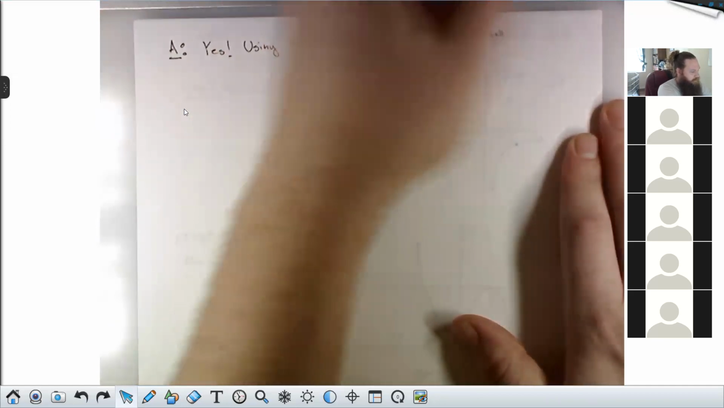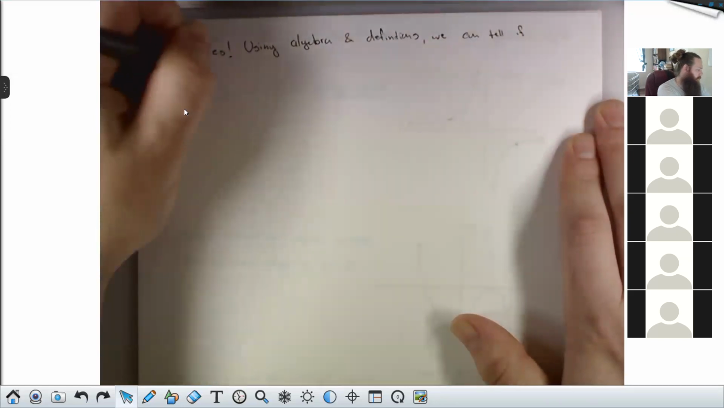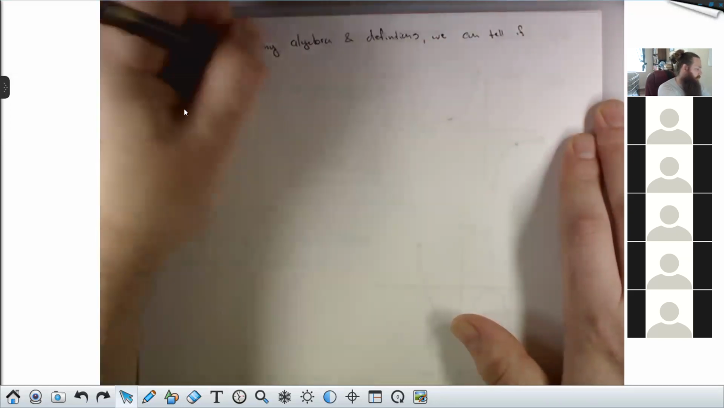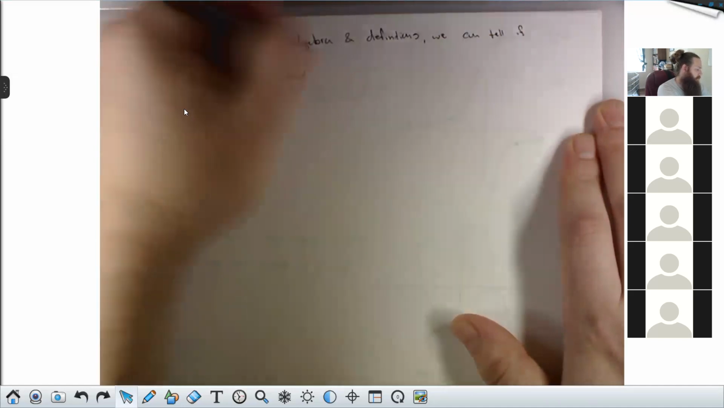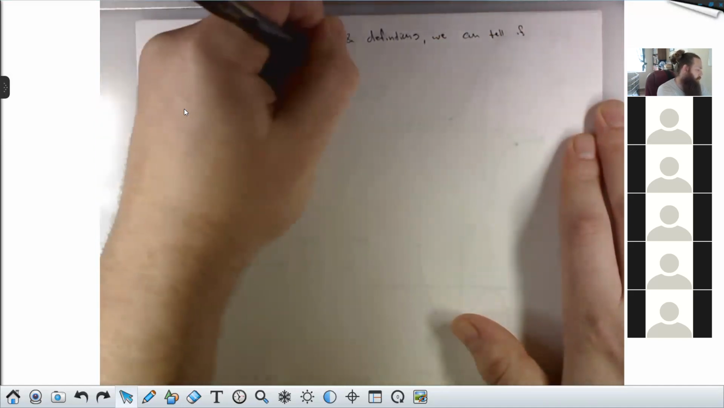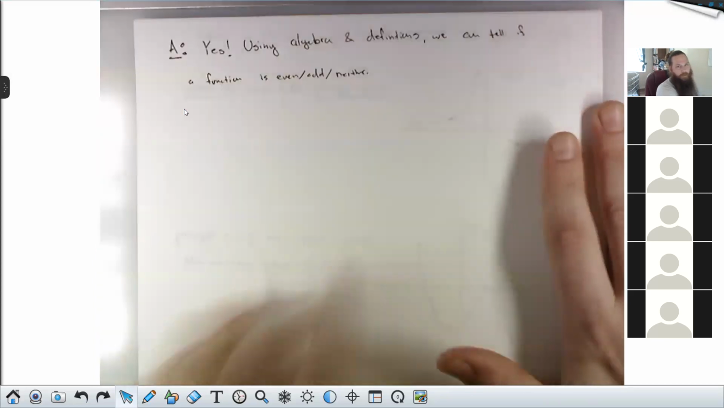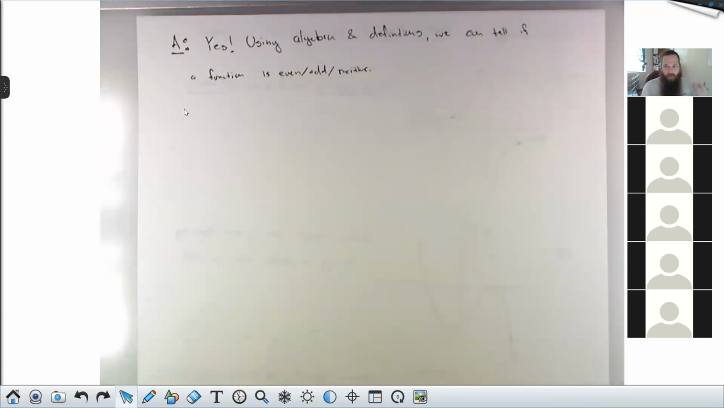We can tell if a function is even, odd, or neither. What does the definition say? Well, the definition says f of negative x equals f of x, or f of negative x equals negative f of x. We know what those things are, right? If you give me the algebra definition of the function f, I can find f of negative x. That's something that was in your first homework set, where you replace x by negative x, and you simplify and see if it turns into either of those things.